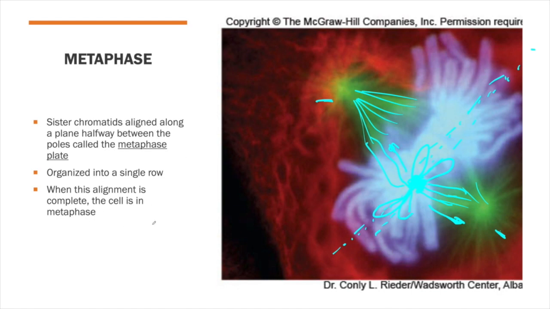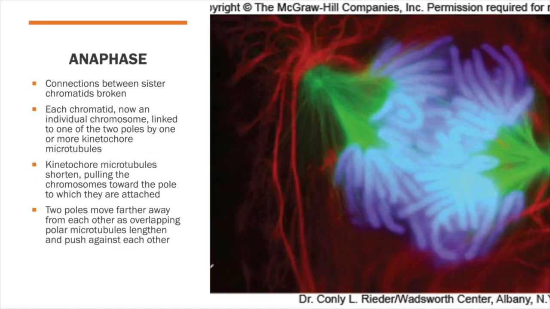And when the alignment is complete and the cell is completely aligned along this imaginary line or metaphase plate, the cell will then move from metaphase into what's referred to as anaphase. So here in anaphase, the connection between the sister chromatids gets broken. So that little complex, those kinetochores that would normally connect these two chromosomes together get pulled apart and separated. Now it's a single chromatid, and each sister chromatid, each copy, gets pulled by the kinetochore microtubules to opposite poles of the cell.